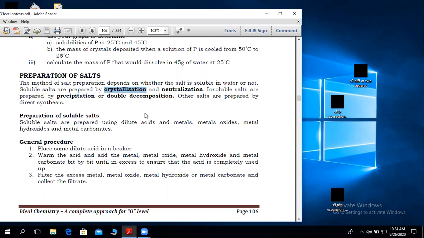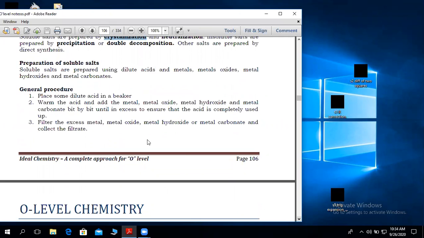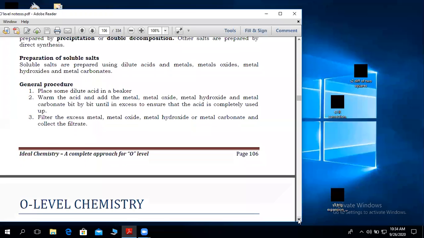So, preparation of salts, having known how to use the methods, the general method is here. But first of all, most importantly, learn how to get the substances that must be reacted together. That is very important. If you fail to get the substances that are going to be reacted together to form the salt, you are going to get 0 on that part. So choose the substances that should be reacted together properly. So the general methods are here.